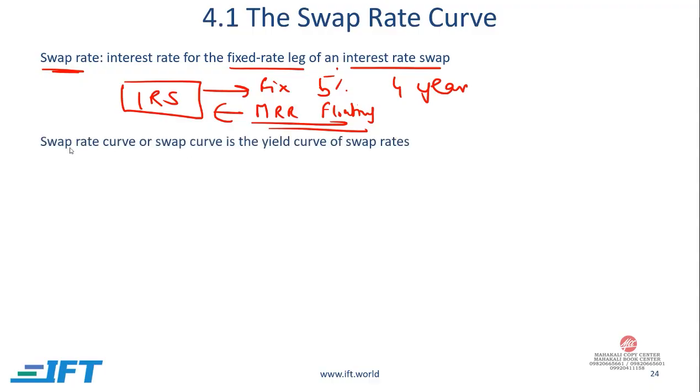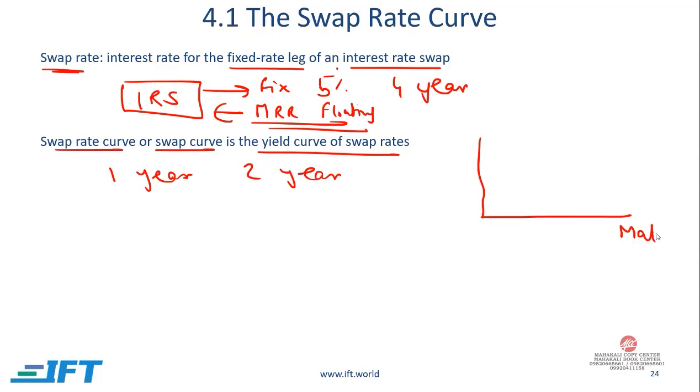Now, next thing is the swap rate curve. This is also called the swap curve, and it represents the yield curve of swap rates. So the idea here is that we can have, let's say, a 1-year swap, a 2-year swap, a 3-year swap, and so on. In other words, we have swaps with different maturities, and for each maturity, there will be a certain fixed rate. So for a 1-year swap, there might be a fixed rate of, let's say, 3%. For a 2-year swap, there will be a certain fixed rate. For a 3-year swap, there will be a certain fixed rate, and so on.